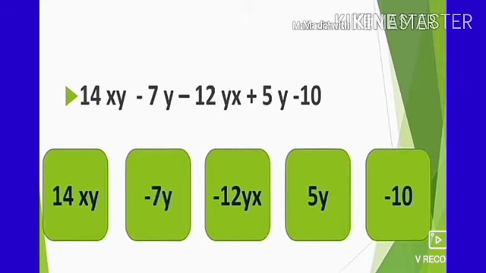But we can't group the terms 14x, 7y and minus 10 as they do not have the same variable. They are called unlike terms.